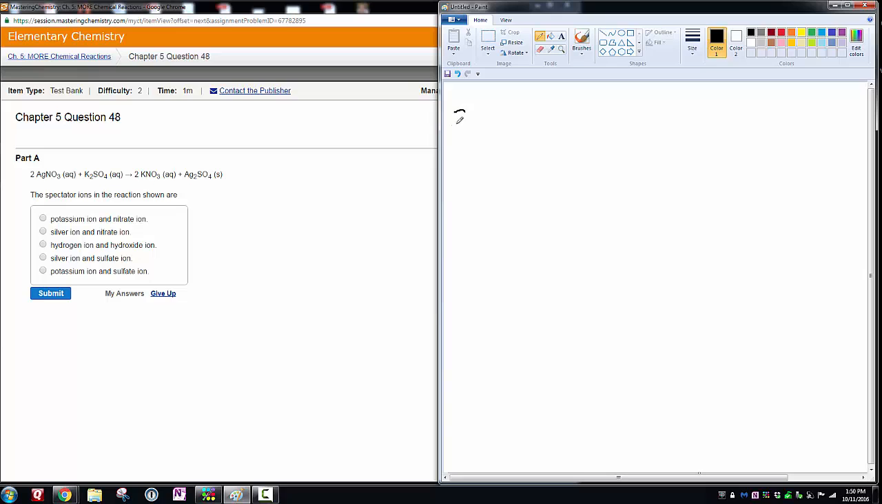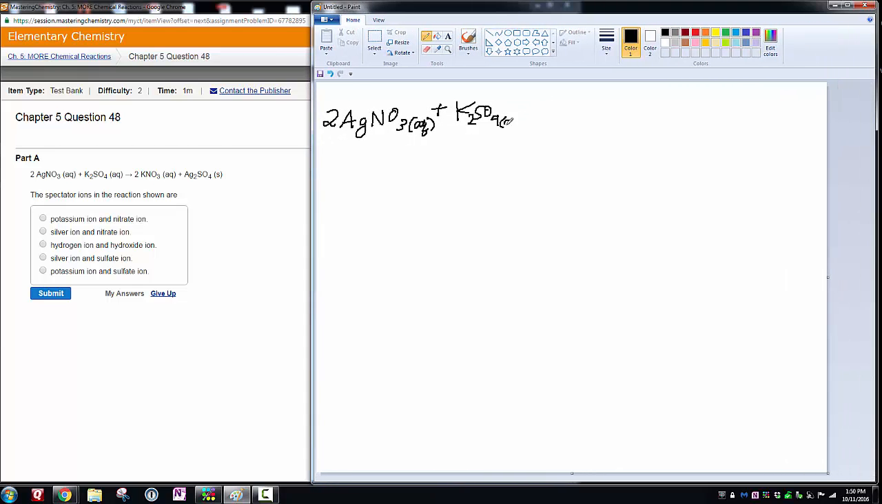So if we pick this apart, we've got 2 silver nitrates, both dissolved in the water because they're soluble. And we have K2SO4, soluble. And we go to form 2KNO3, soluble, plus Ag2SO4, solid, according to the way this is written. Okay, so they've given us a reaction and they've told us that this is a precipitate.